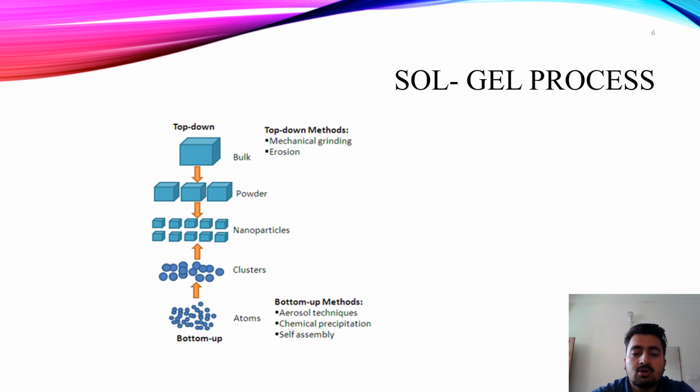And in the bottom up method, atoms are converted into clusters, and after clusters they go to nanoparticles. After the cluster it converts into the nanoparticle, and this is the bottom up method. In this bottom up method, generally aerosol techniques, chemical precipitation, and self assemblies are included.